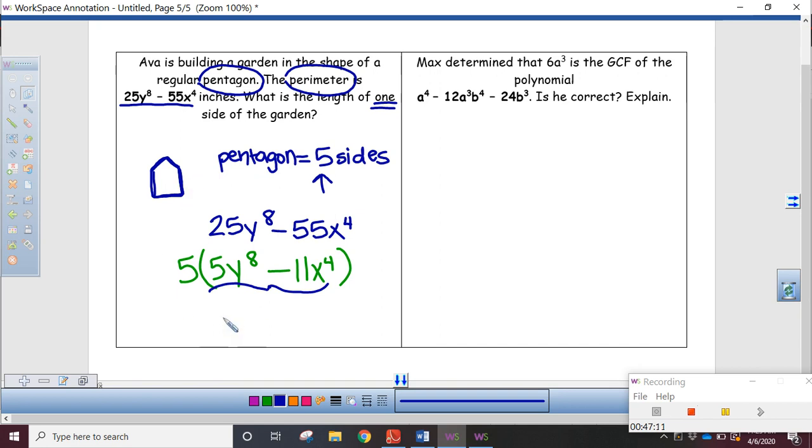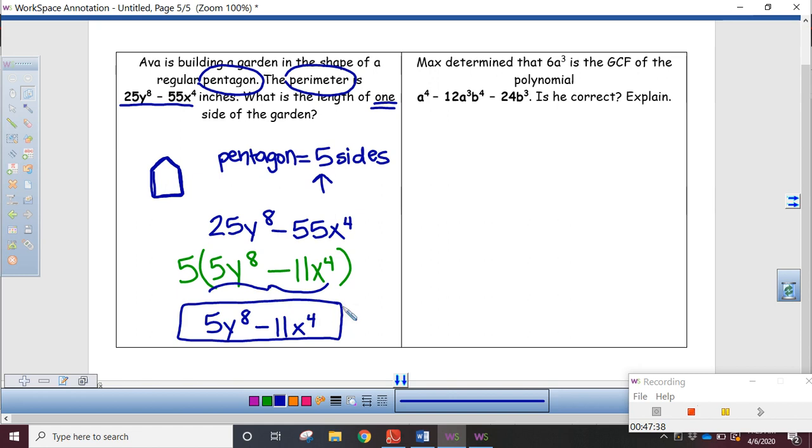And so my answer here is 5y to the 8th minus 11x to the 4th. That is the length of one of the sides of the pentagon. Again, I factored out a 5 because a pentagon has 5 sides.